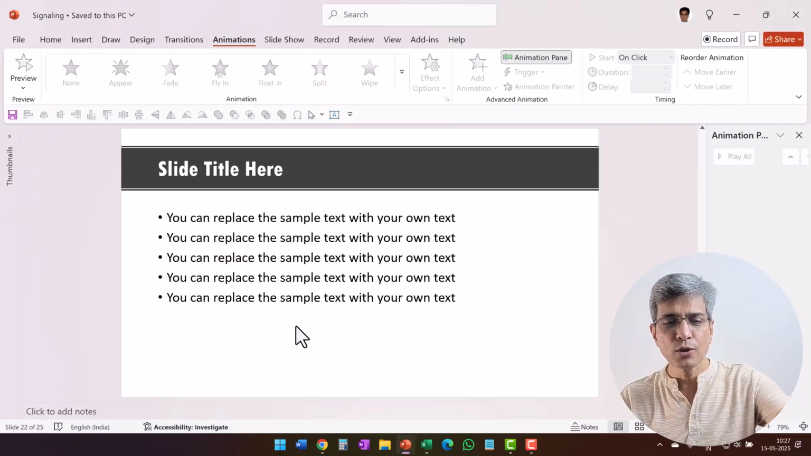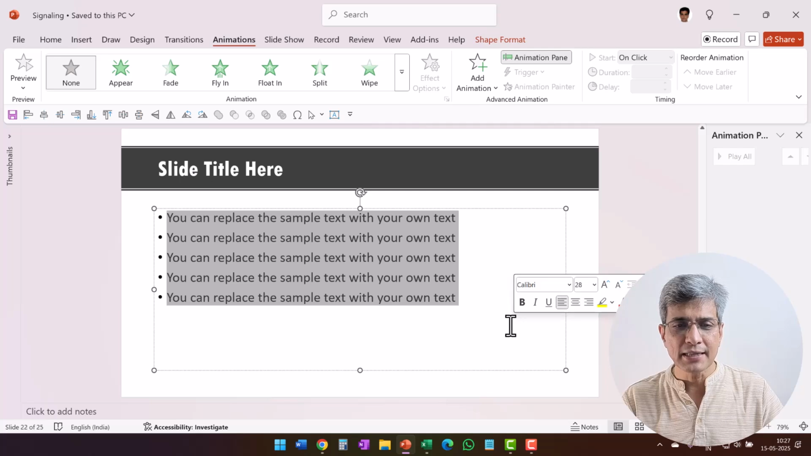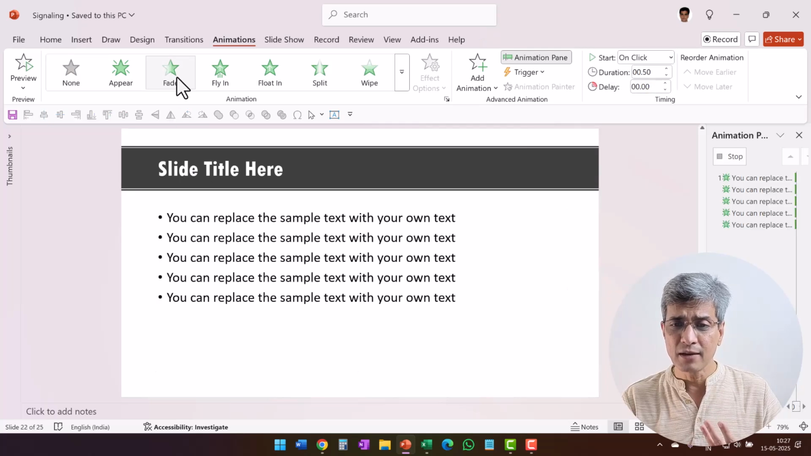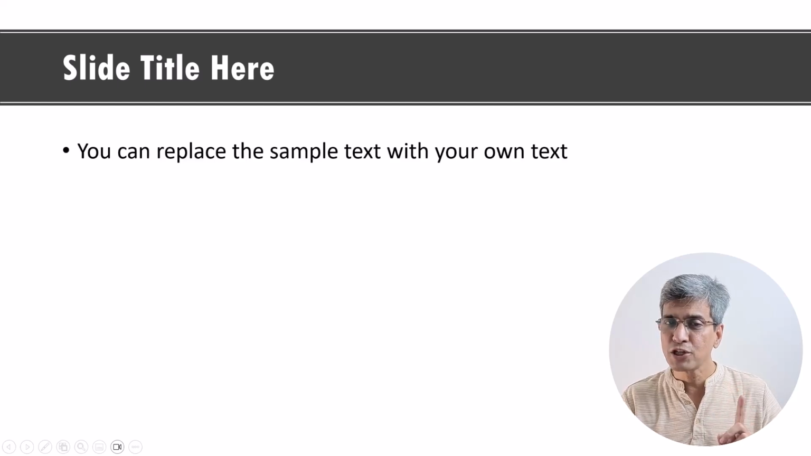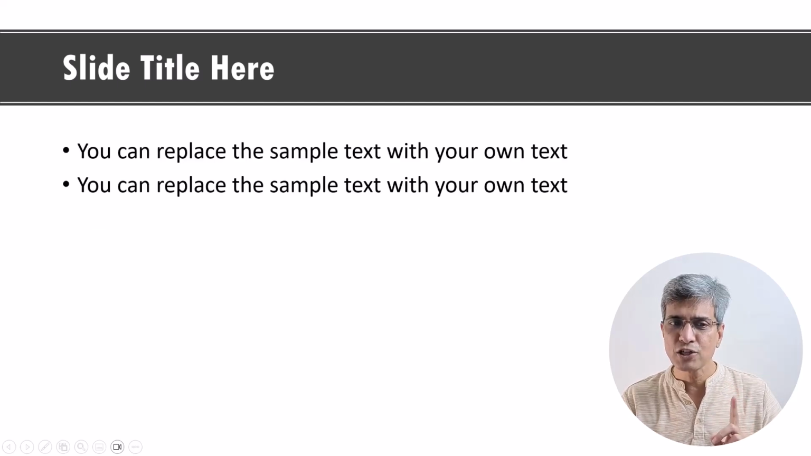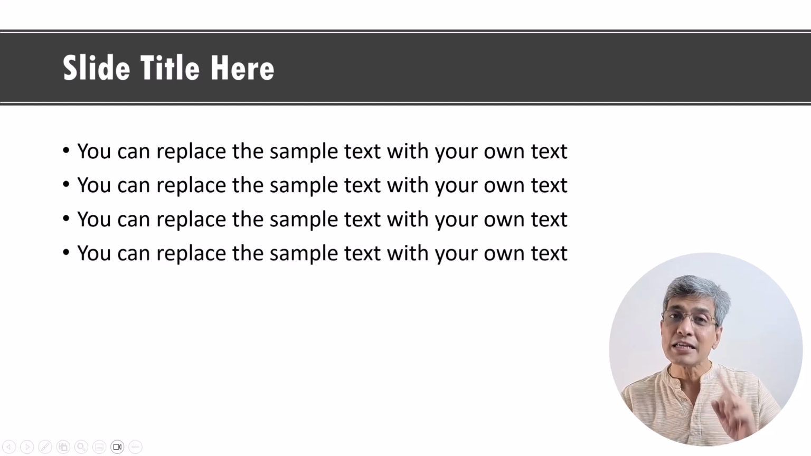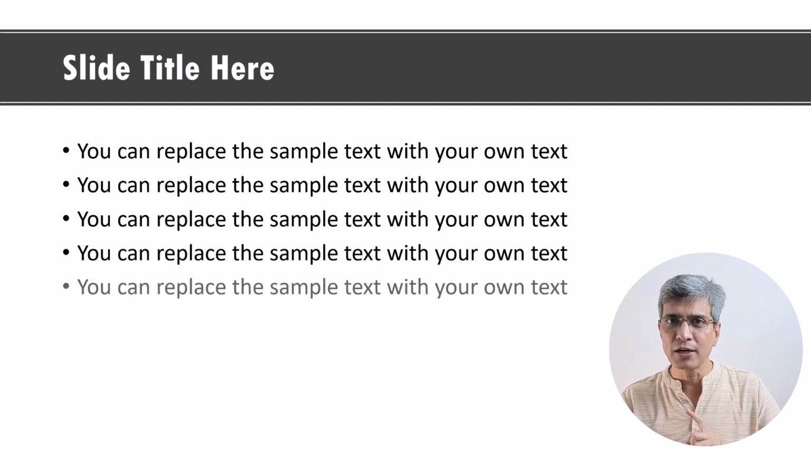For that, all you do is to select all the points like this, choose a simple fade animation and say on click, and then when you go to slideshow, on a click you have your first point, finish your explanation, go to the next one, finish your explanation, so on. So as you explain, your audience knows exactly where to look at.